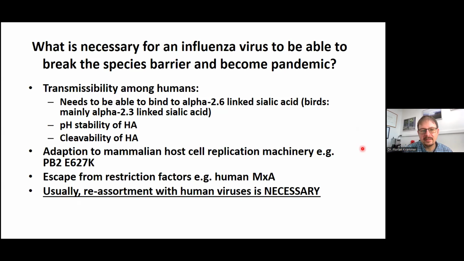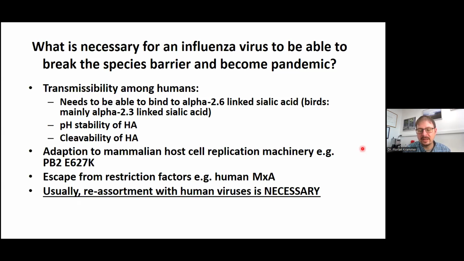a pandemic. And here, the receptor binding of the virus comes into play. Typically, these avian influenza viruses bind to sialic acid that has an alpha-2-3 linkage. And the human viruses, typically the seasonal influenza viruses, typically bind to sialic acid that has an alpha-2-6 linkage.